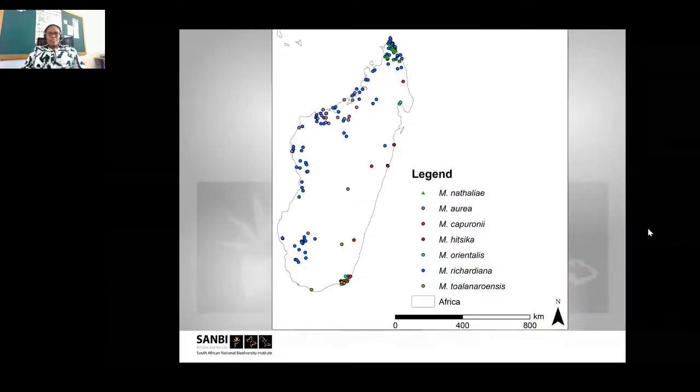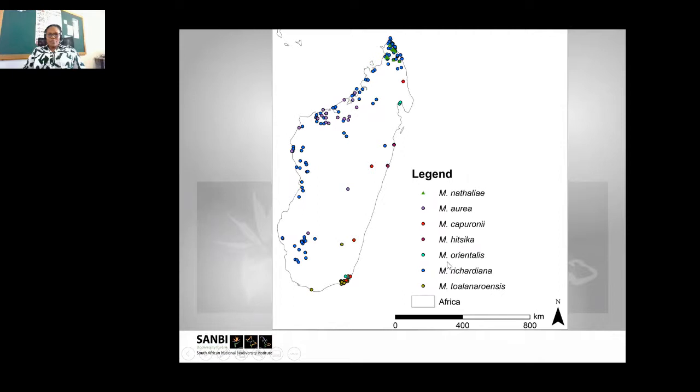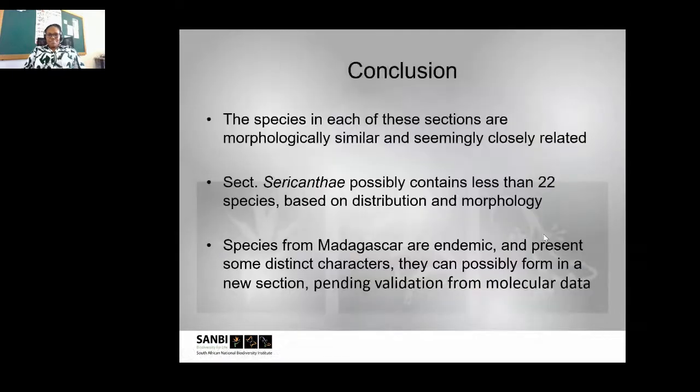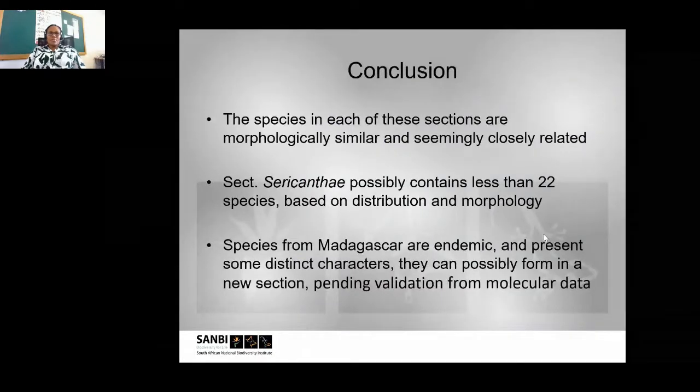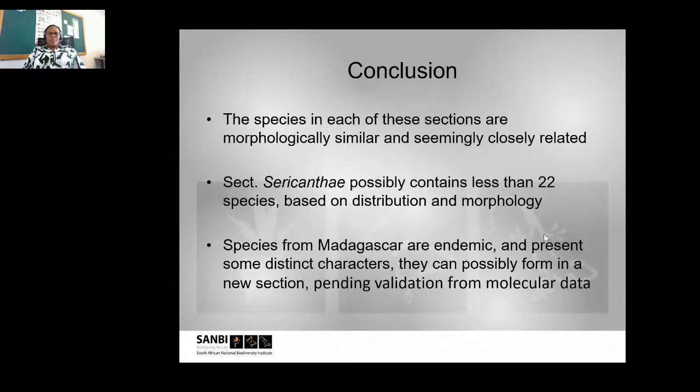Most of the species are widely spread across the island, and there is one species that seems to be more widespread than the others, Millettia richardiana. And you also have some of the species that are quite limited to the coastal areas, for example, Millettia orientalis. Therefore, species in each of these sections are seemingly closely related, which complicates species delimitation throughout these sections. Section Sericanthae possibly contains fewer than 22 species based on the distribution. There are so many species that overlap in morphology as well.